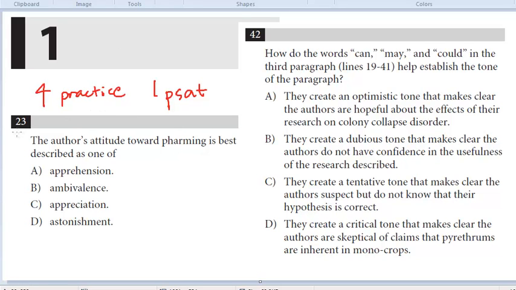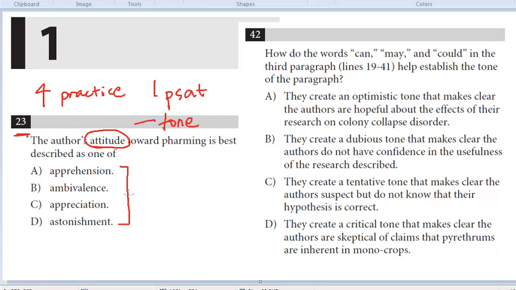Now, in number 23 that I found, it says author's attitude. Attitude is not exactly a literary technique term, and I looked this up in detail, going over the difference among tone, mood, and attitude. But basically the attitude questions are all the same as tone. And this is from reading. So you could just think author's attitude or author's tone towards farming is best described as, and then they give you all these words.